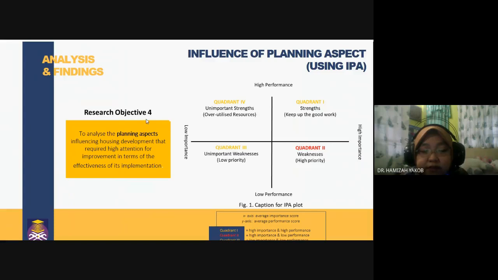So this is to achieve research objective four, basically using this IPA index. This is an introduction. Those planning aspects that fall under quadrant one are actually good in terms of performance and also in terms of importance. The red ones, those aspects under quadrant two, will be categorized under high priority. So we need to do some improvement for these planning aspects. Okay.